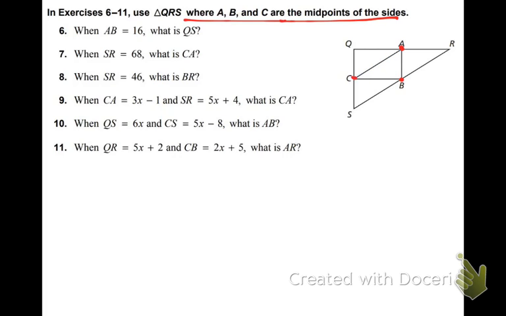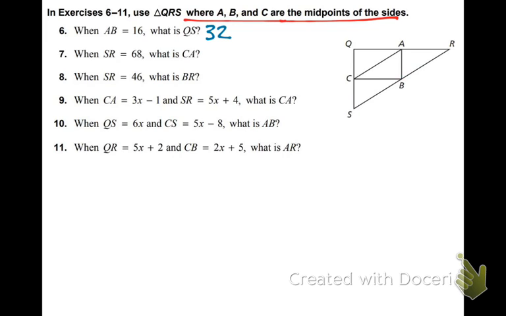So let's start with AB, which is the first in the problem, if you look. AB is 16. What line, give me the letters, of the line that is parallel to AB? QS. So that means QS is going to be double, which is 32. So the answer to the first is 32.